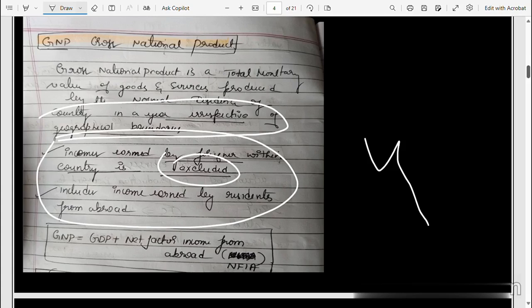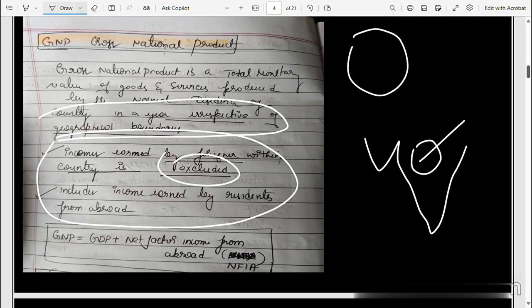So here the income earned by a foreigner within the country is excluded. As I said, if this is India and a foreigner is earning in India, that is excluded. That is not considered as GNP, gross national product. But if an Indian citizen is working in Dubai and earning in Dubai, his income is considered as GNP of India.